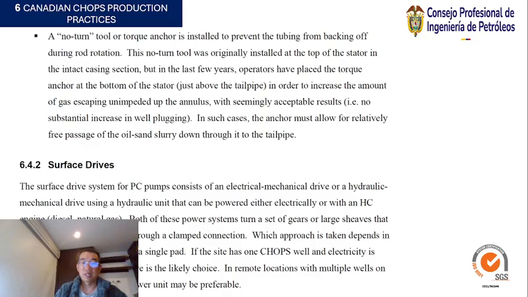If the site has one well and the electricity is locally available, electrical drive is the logical choice. In remote locations with multiple wells on one pad, a central hydraulic power unit may be preferable.